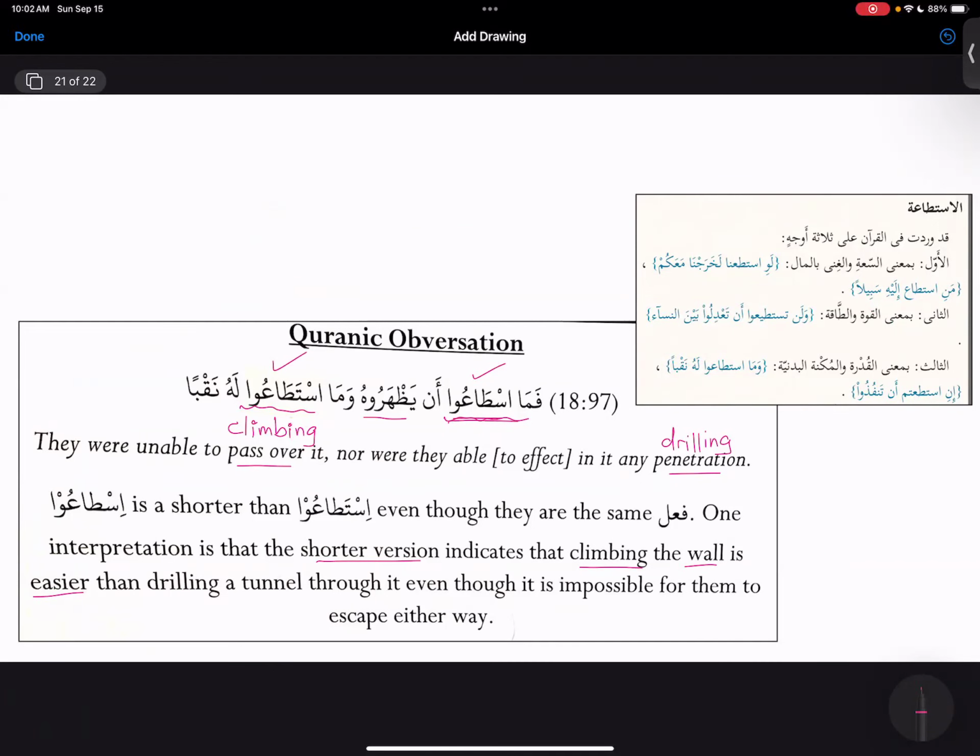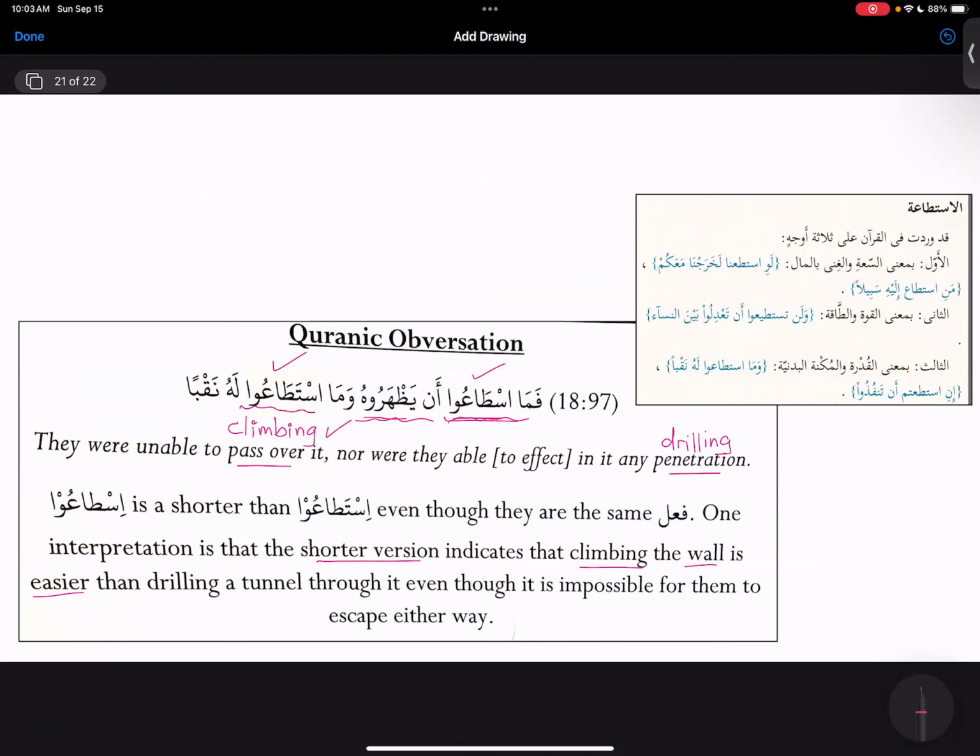Actually, they are the same words, same sigas. They are not different sigas. So what is the reason behind it? Basically, this is balagha. What it is saying, famasta'u, so they were not able an yazharuhu, to pass over it, to affect.